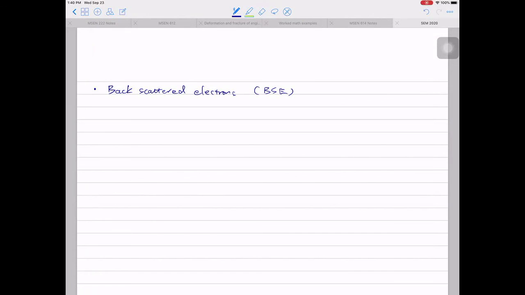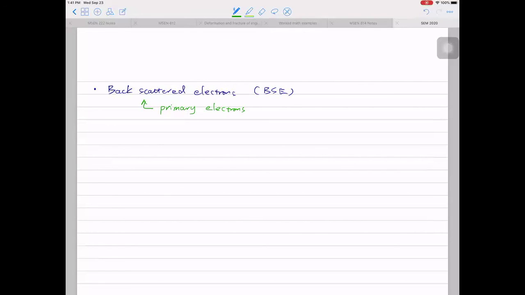Let me ask you something very simple. For BSE, are they primary electrons or secondary electrons? Primary electrons. Okay, excellent. So the backscattered electrons are primary electrons. Those are the electrons from the electron source, from the electron gun, while the secondary electrons are from the material.